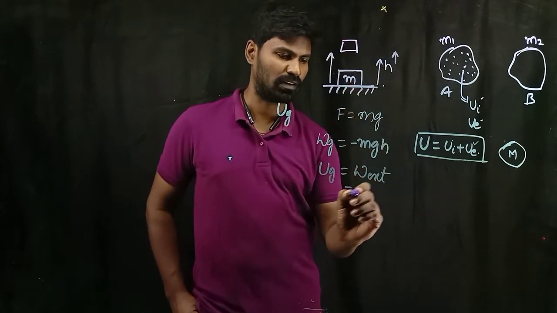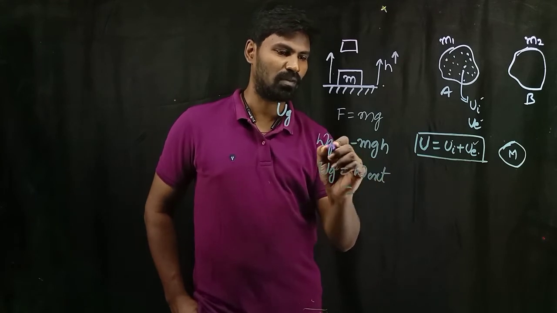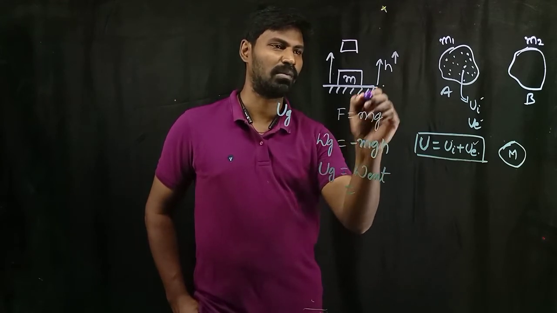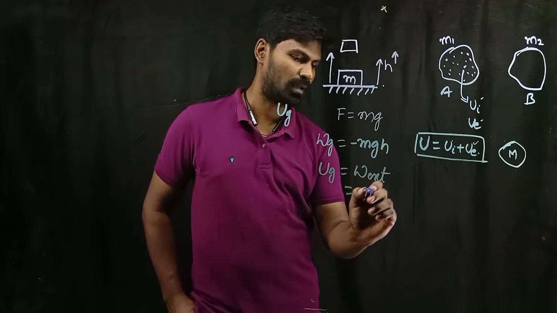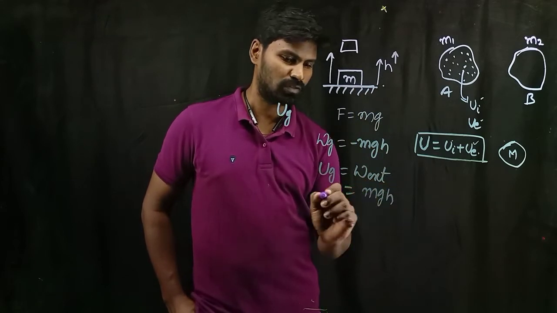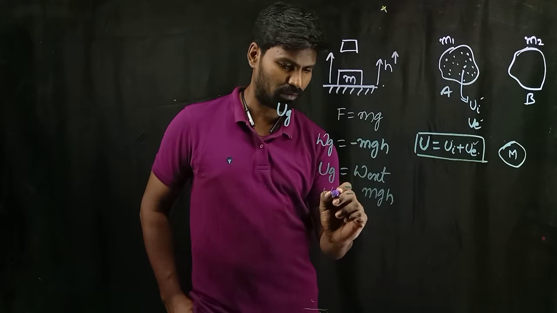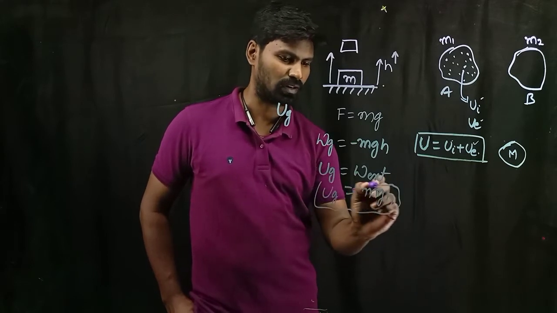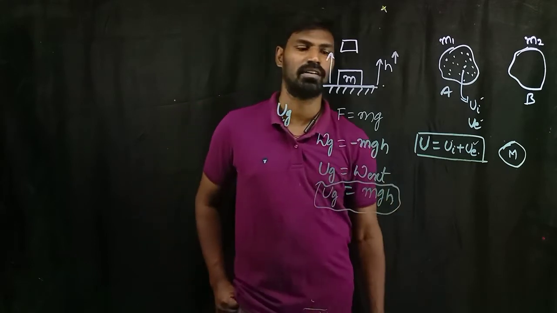So what is the work done by the external agent? The work done by gravity is minus mgh, but the work done by the external agent is how much? mgh only. So this is what I am calling gravitational potential energy. This work is stored in the form of energy.